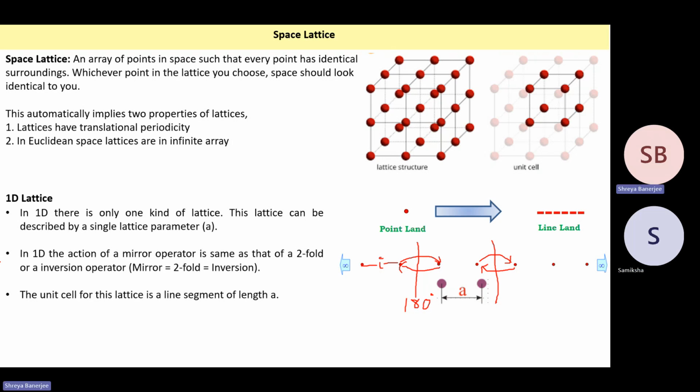Like it will be chiral only if there are four different groups attached to the molecule, right? I'm not sure what your question is. Can you just clarify your question once?